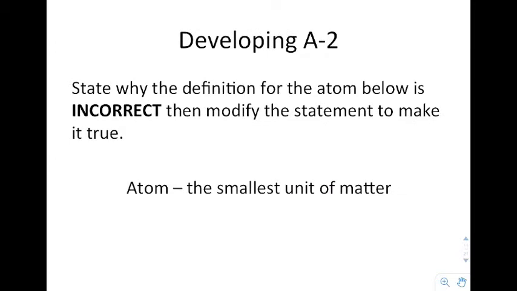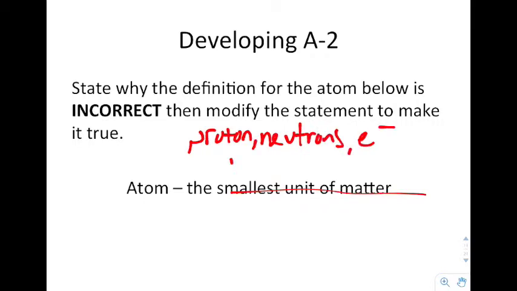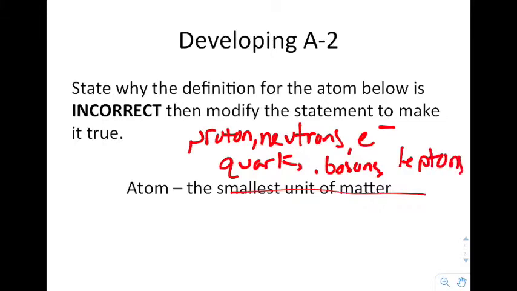It says state why the definition for the atom below is incorrect and then modify the statement to make it true. It says the atom is the smallest unit of matter. Okay, that is untrue because of the fact that you have things that are smaller, like protons, neutrons, electrons. You have quarks, you have bosons, you have leptons. There's lots of different things of matter that's smaller than an atom.